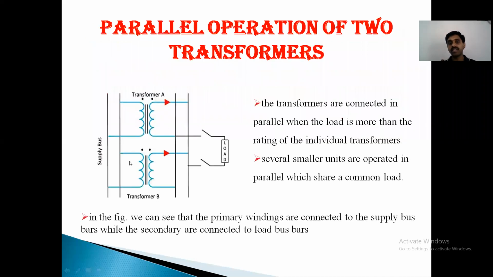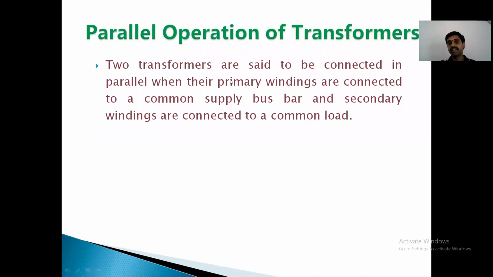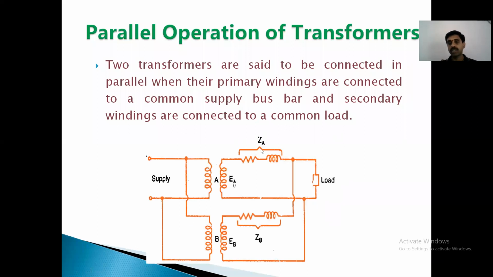So this is what you have seen. Supply side primaries, secondary side load connected. You can say that they are in parallel operation when their primary windings are connected to a common supply bus bar and secondary windings are connected to a common load. So we can observe the connection like this. Both the primaries are connected to common supply, but these two secondaries are connected to the load.